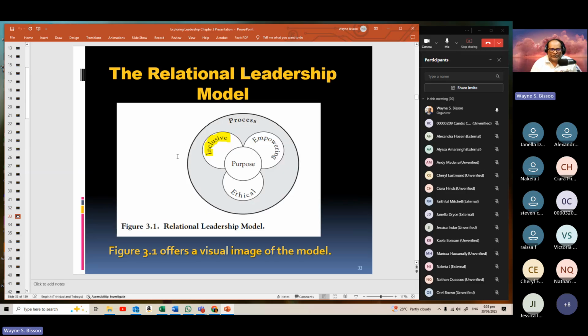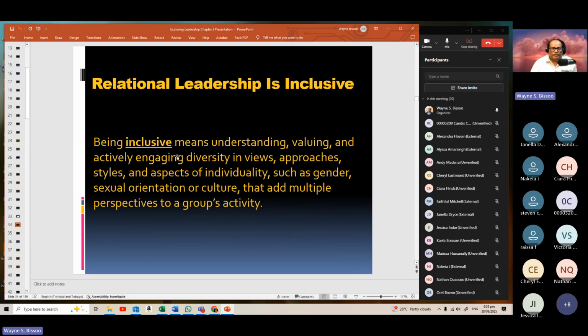All right, so let's go to the next section, inclusivity. One of the other elements of the relational leadership model is the creation of inclusivity in your activities as a leader. Being inclusive means understanding, valuing, and actively engaging diversities in views, approaches, styles, and aspects of individuality, such as gender, sexual orientation, or culture, that add multiple perspectives to a group's activity. Now, why is this important?